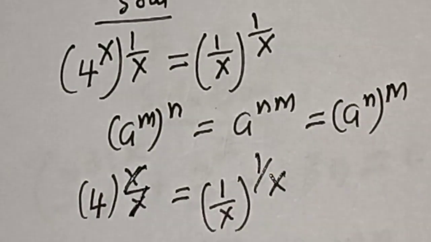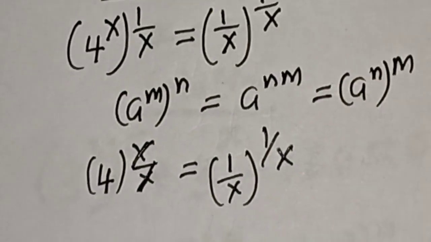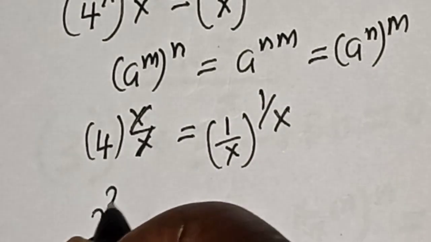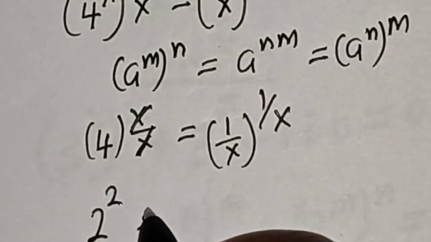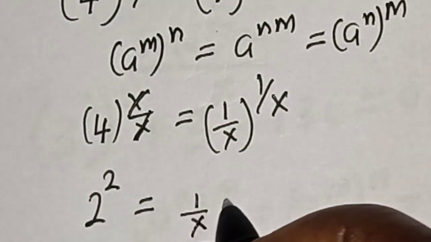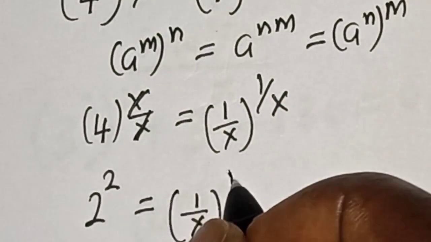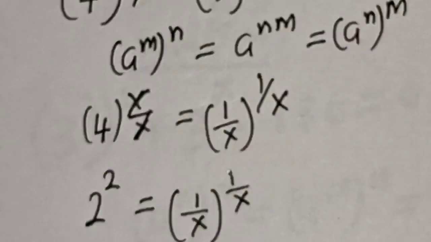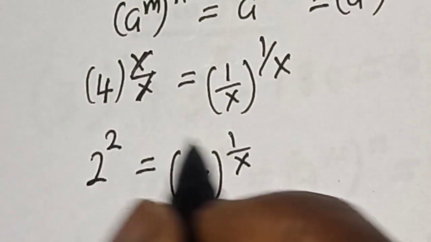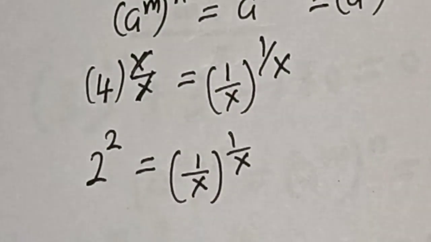This one will cancel this. We have 2 raised to power 2 is equal to 1 over x all raised to power 1 over s. Then by comparing, the exponent on this side is equal to 2 and this one is equal to 2.